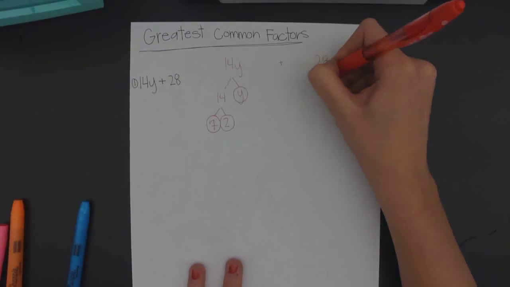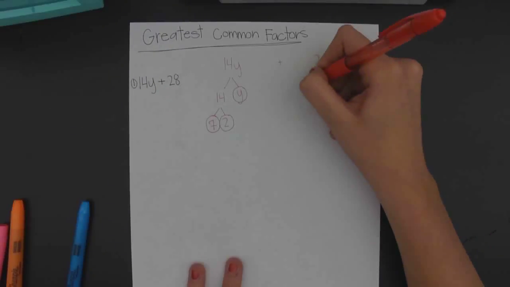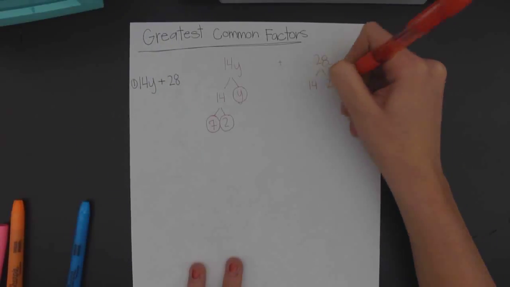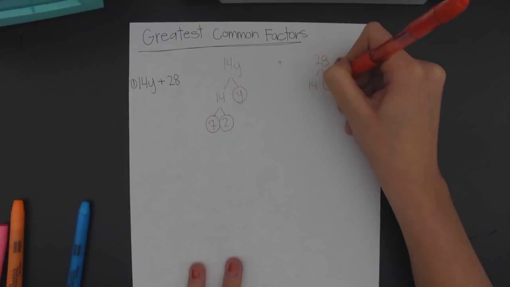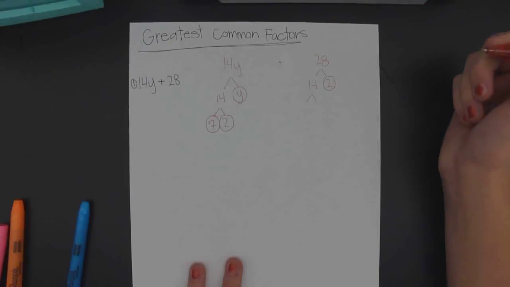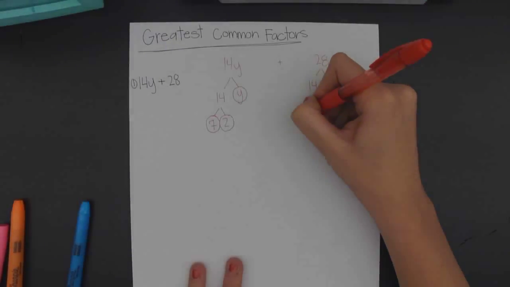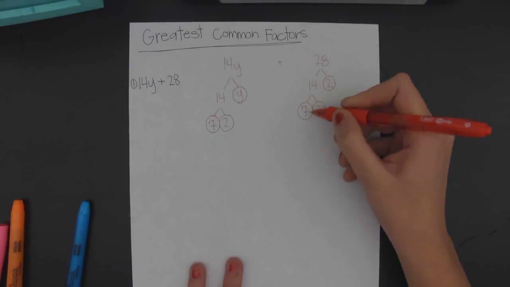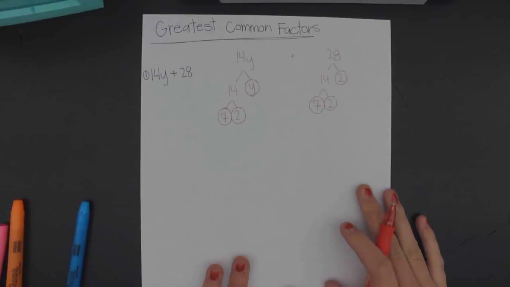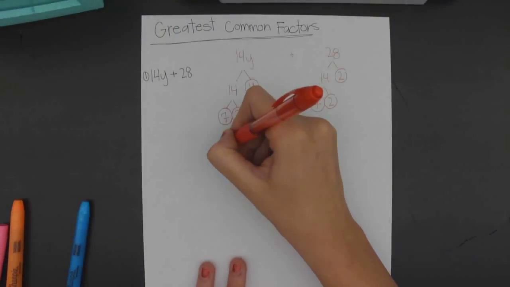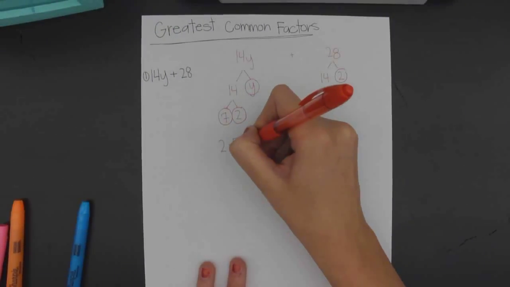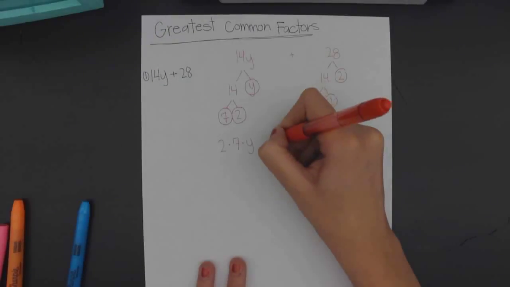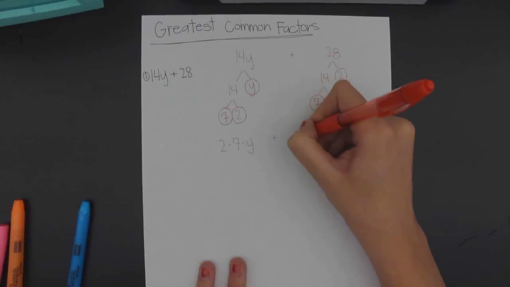Okay, next is 28. So to get to 28, the first ones I think of are 14 and 2. 2 is a prime, so I'm going to circle that. The next number that can go into 14 would be 7 and 2. So I'm going to circle both of those. And now all I've done is I've circled all of my primes. So essentially this means 2 times 7 times y plus 2 times 7.